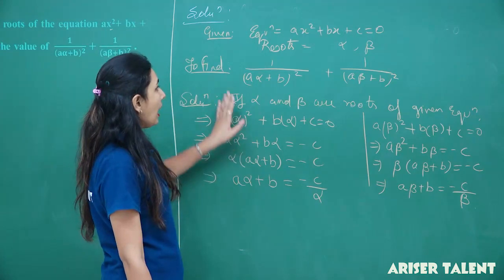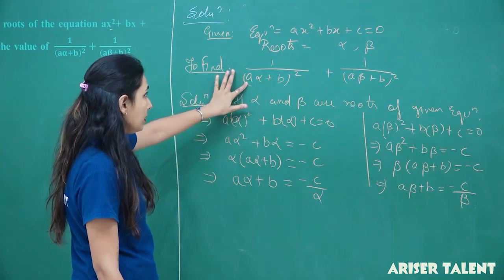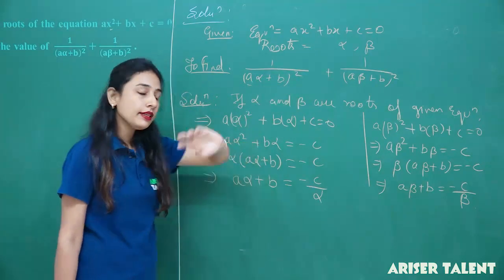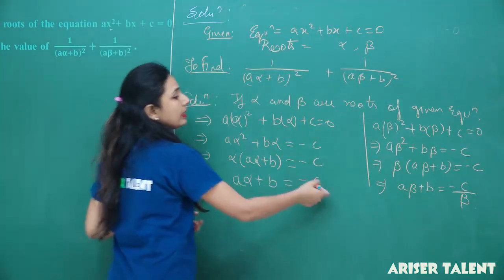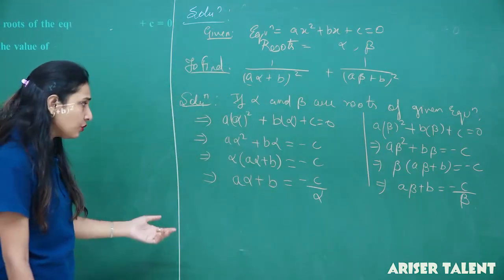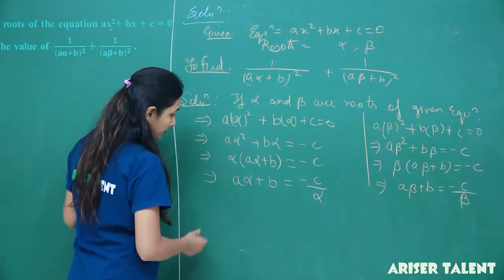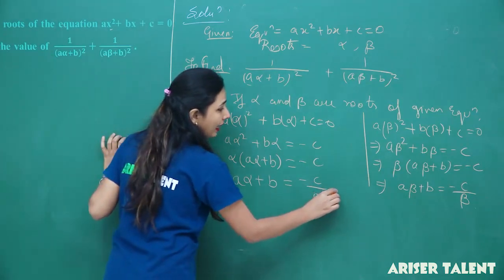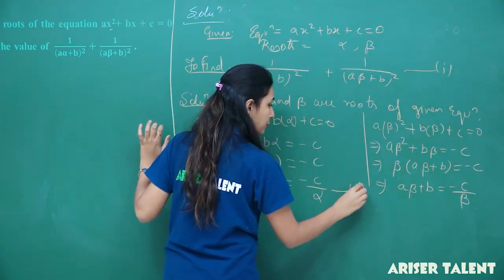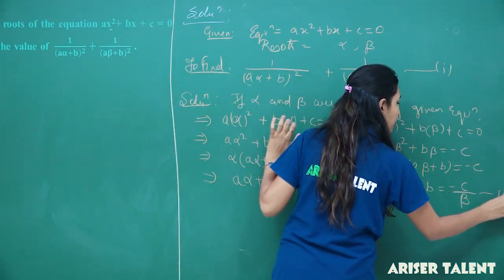Okay, now I have to find the value of this, and in whose terms? In a, b, c's terms, right? So I am having c here. Now I have to change this alpha and beta also. I will do that. So I am having this equation 1, this is equation 2, and this is equation 3, right?